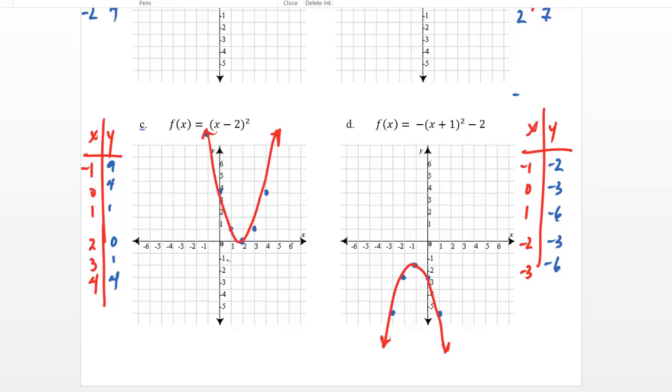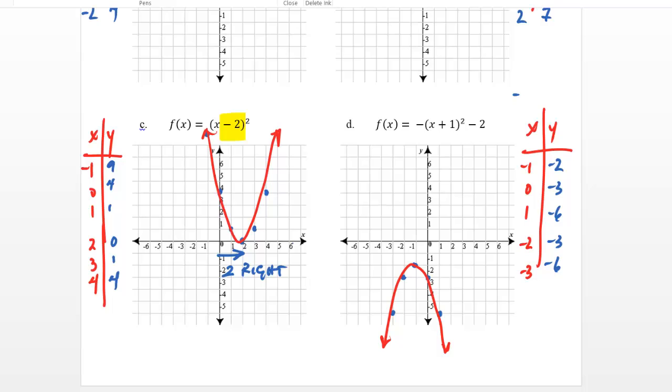Now if you notice on this one, it actually shifted it 2 to the right, which is what it should do because we're working the opposite. So it's an H value, and we're always doing the opposite of the H value. So instead of to the left, we do to the right there.